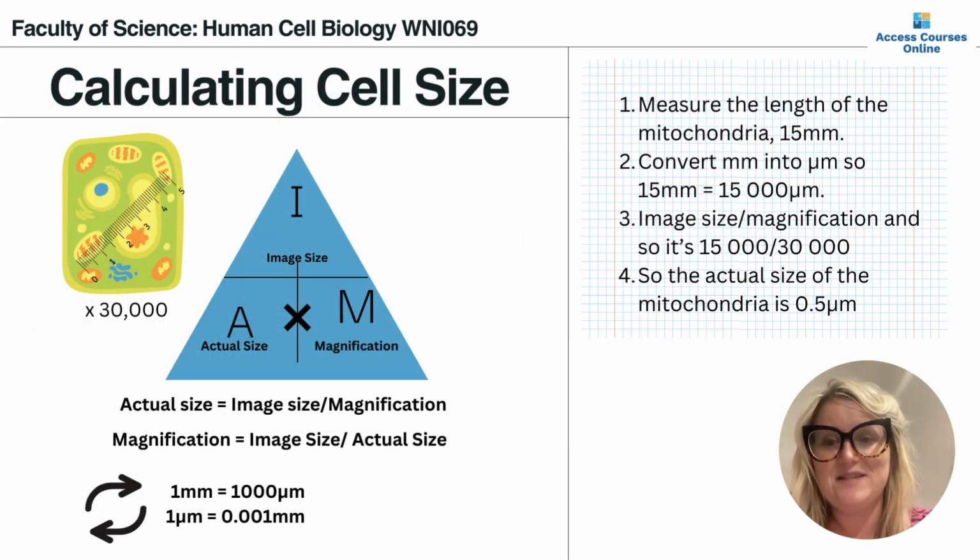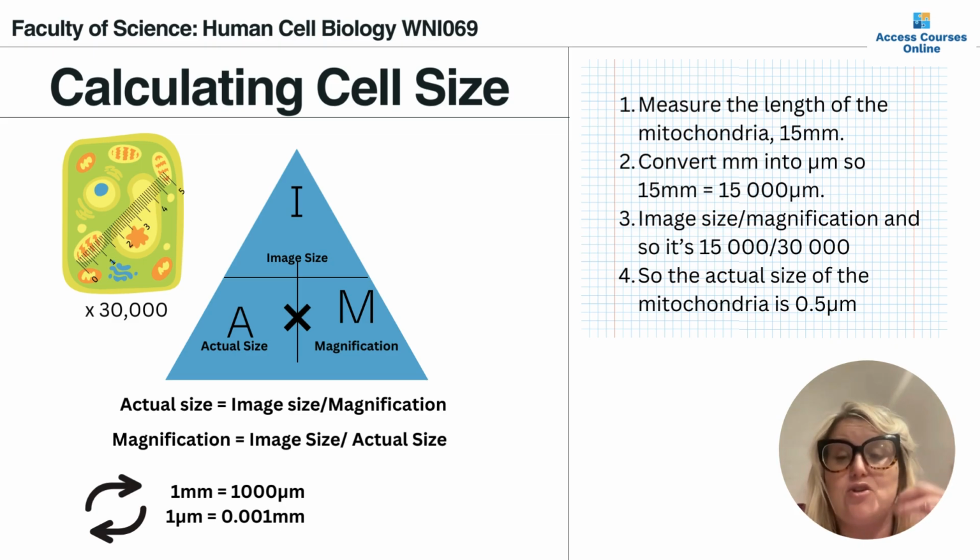So one of the tasks on the assignment brief is that you're able to calculate cell or organelle size using this calculation. Now, the reason I've put it into this little triangle is it's a really simple way for you to be able to rearrange the equation so that you can make the subject that you're trying to find out the subject within the equation.